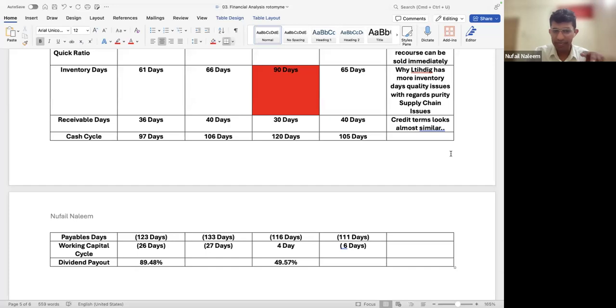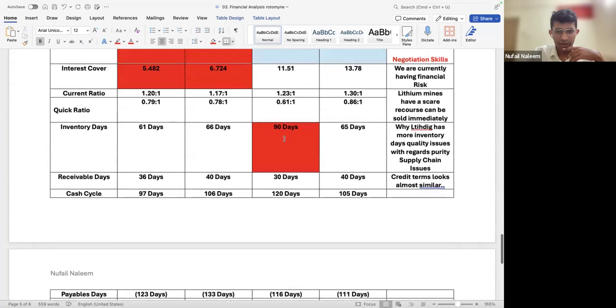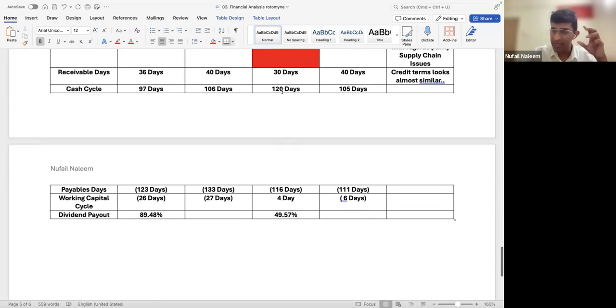Cash cycle is very clear, 97, 16, 120, 105. Payable days in this case, if you observe, students, 123 days, that is our suppliers are giving us more time. But only here, if you see, for Litdig, there's an issue. They take 120 days to collect cash, but the suppliers are asking within 116 days. So for 4 days, they have a working capital issue. They don't have money.